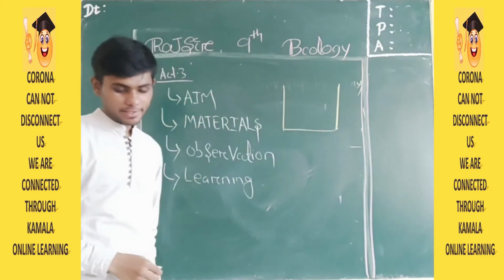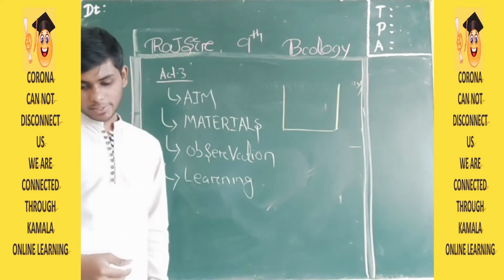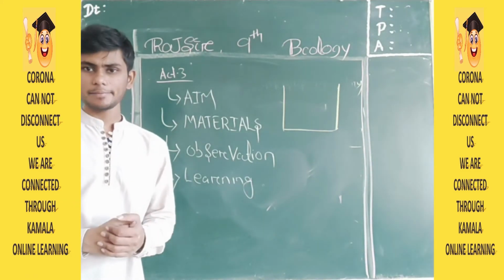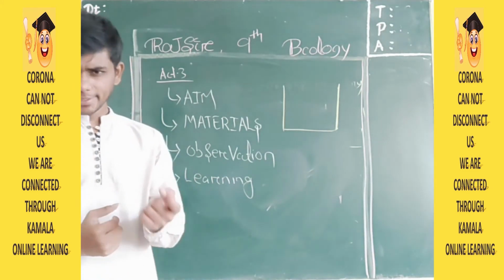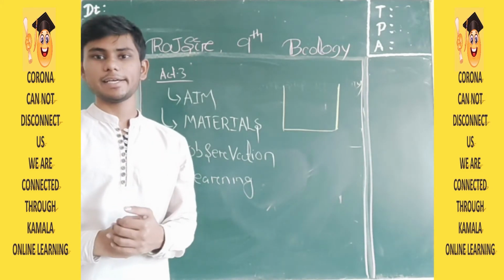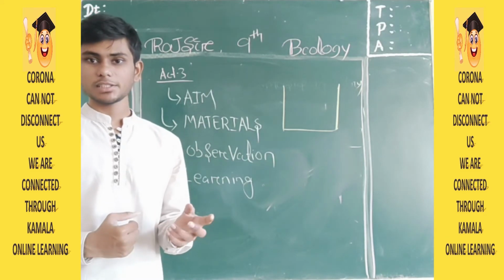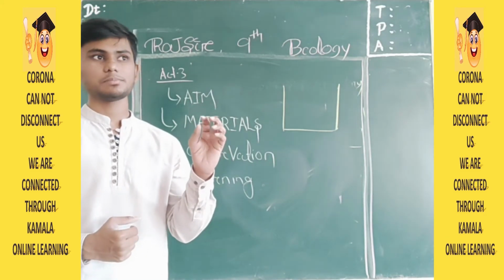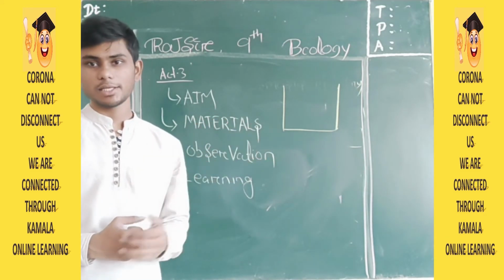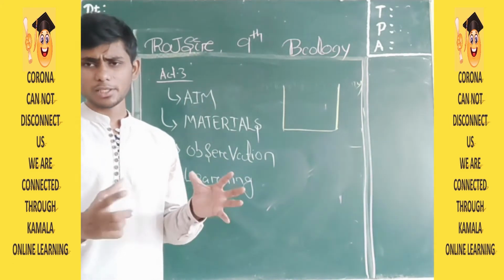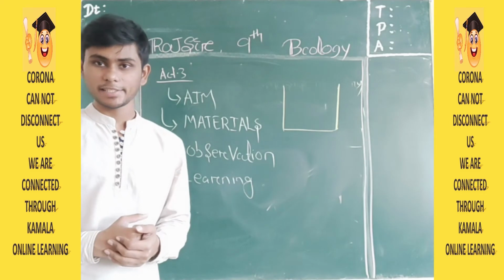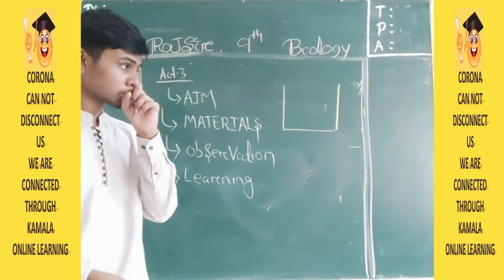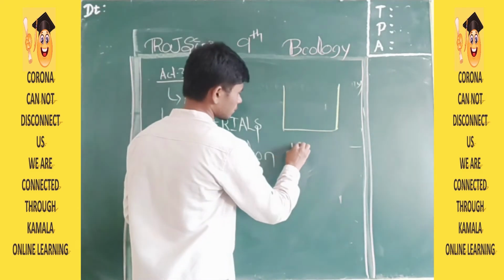What are the materials required? Again I will tell you. The materials required are a colored dye. Dye means what? Any kind of color. Ink is a dye, violet color ink is a dye, paint is a dye. That's it, you will take dye. Dye means paste of color, liquid color. We need a beaker, and you can take potassium permanganate crystals. That is a dye. Okay.